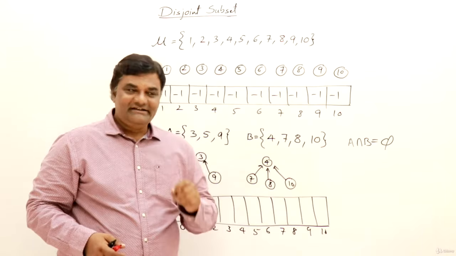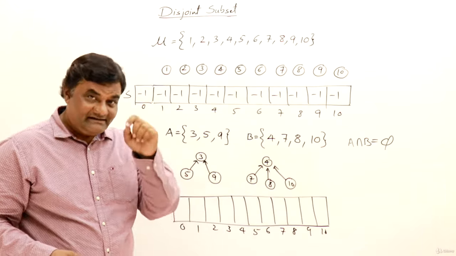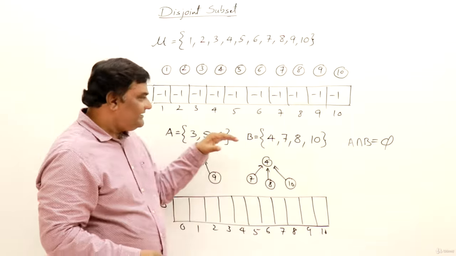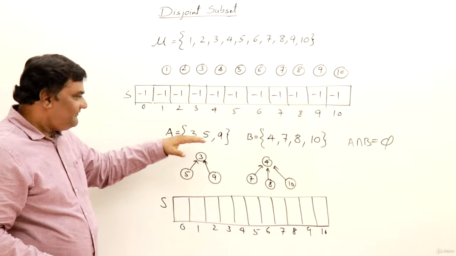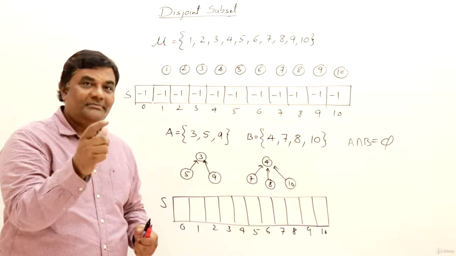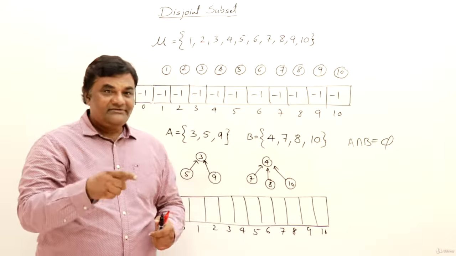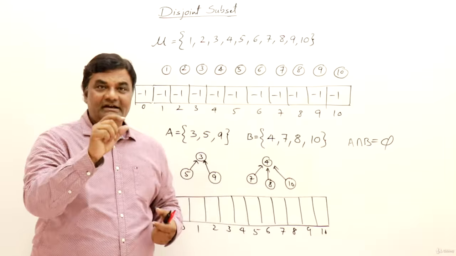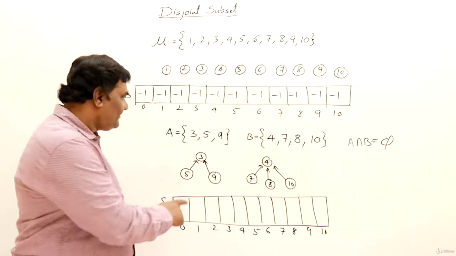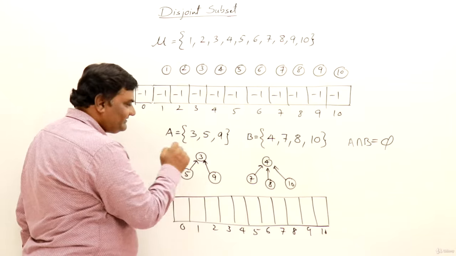Now let us come to the next thing. From here you can understand the exact meaning. Now I have set A and set B. Look at set A: 3, 5, 9. This means that these three elements together form a set. In this we have to select one of the elements as a parent or head of that set. Out of this I have selected 3 as the head.